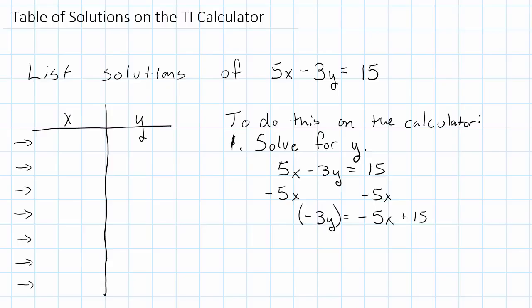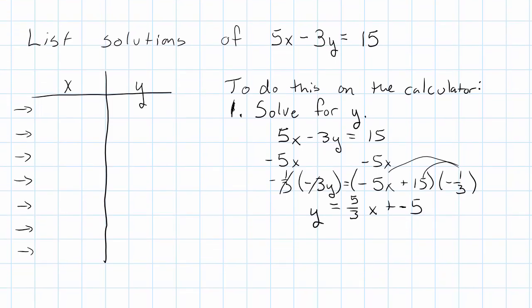We'll multiply both sides by negative 1/3. On the left we just get y. On the right we have to be careful and distribute. Negative 5 times negative 1/3 is positive 5/3 x. 15 times negative 1/3 is negative 5. So we get y is 5/3 x plus negative 5. You can write that as minus 5 if you prefer.